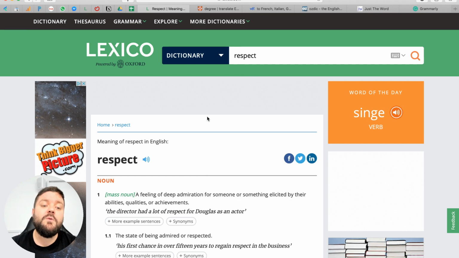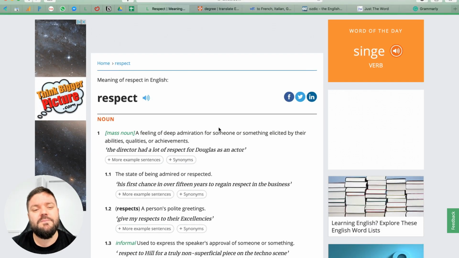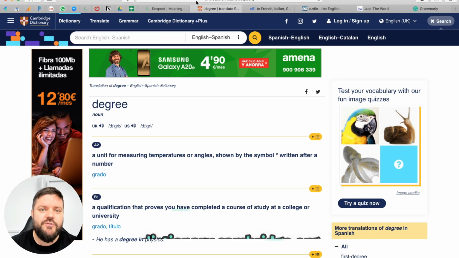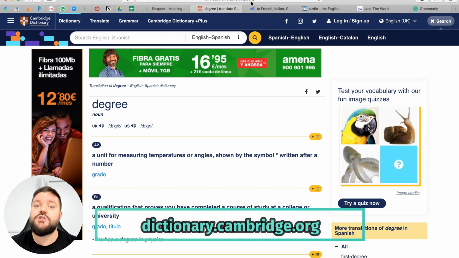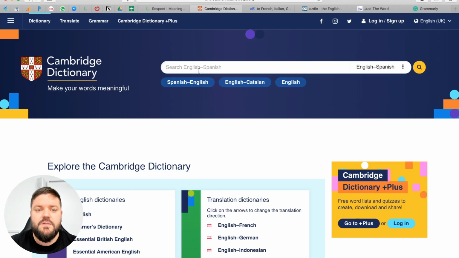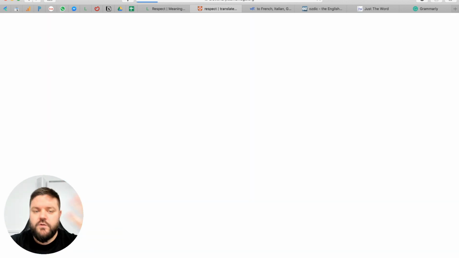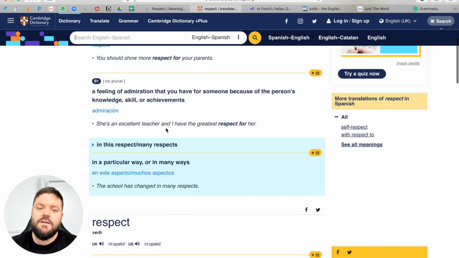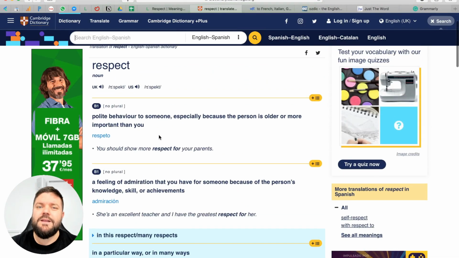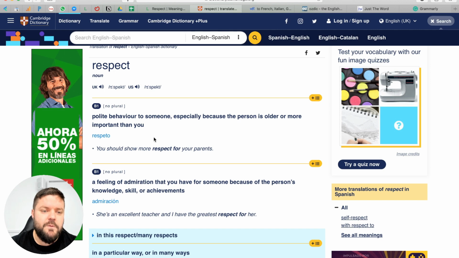Otherwise, if you're at a B1 level, you're probably not going to benefit much from this kind of dictionary. In that case, if you're at a B1 level or even lower, you could use the Cambridge Dictionary, which is dictionary.cambridge.org. Same thing, you type in respect, for example, and you get some definitions, not as complete as the Oxford Dictionary, but a bit clearer and easier to understand as well.